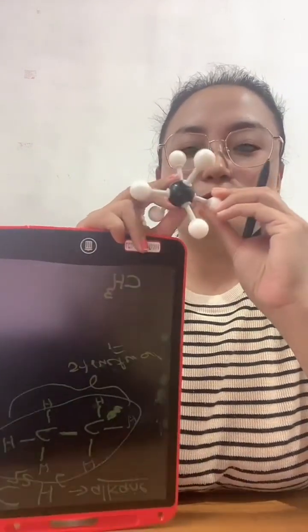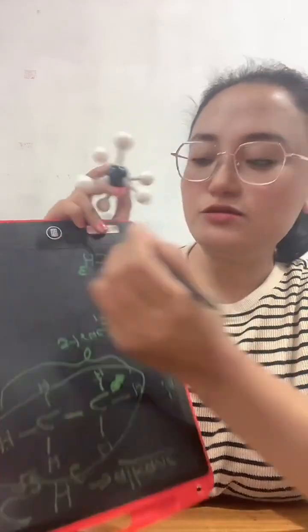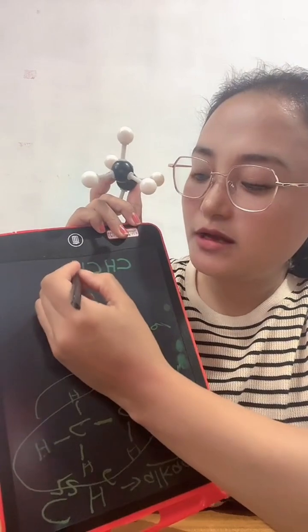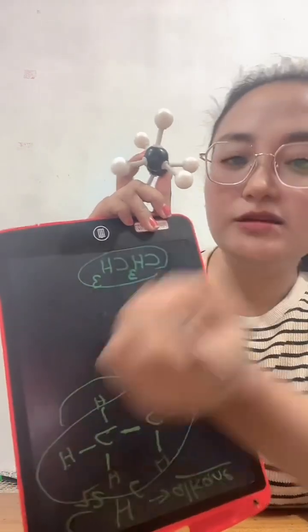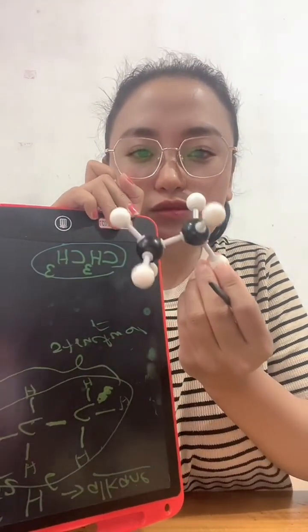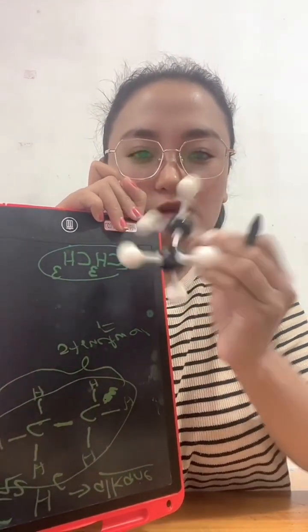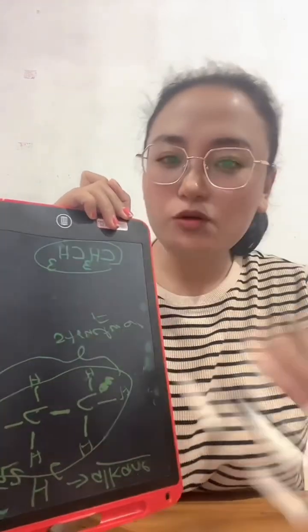Now let's take up the next one. And the next carbon, see, we have 3 hydrogens. So the next carbon has 3 hydrogens too. So this is how we write the condensed formula. This is the structural formula, with the single bond structure. This is the condensed formula.